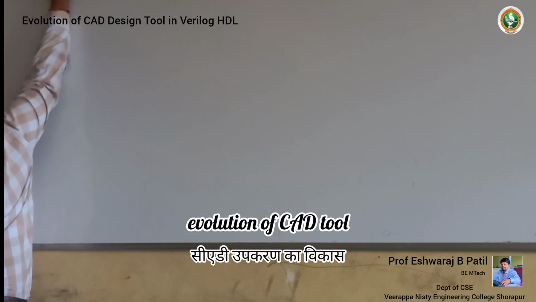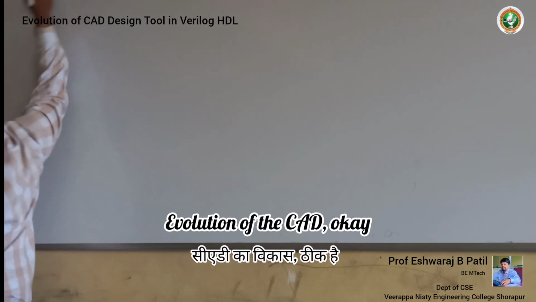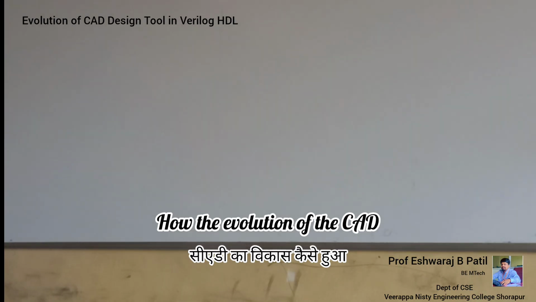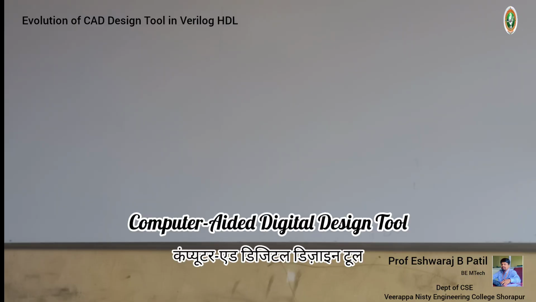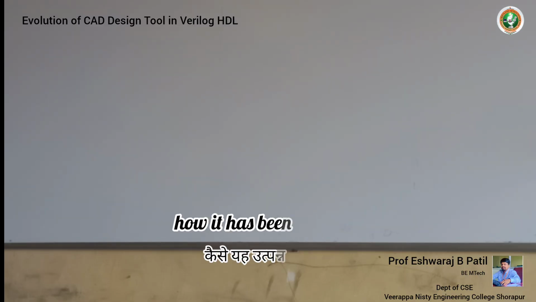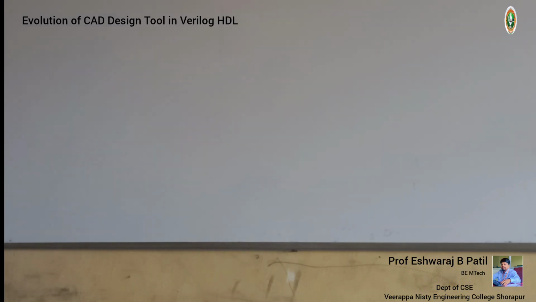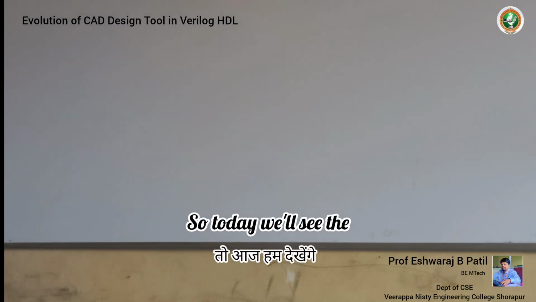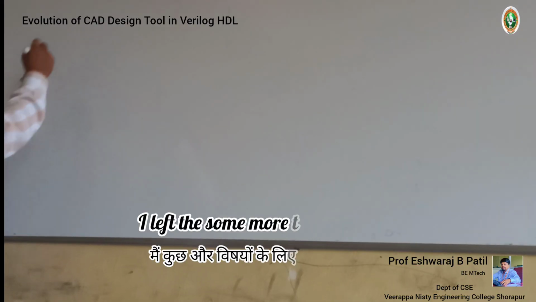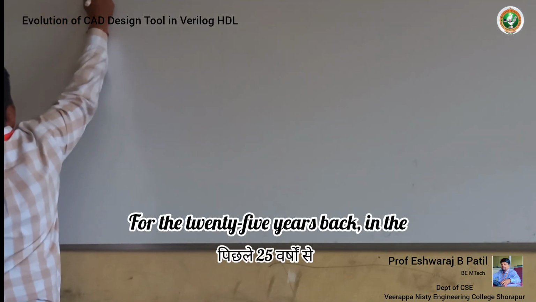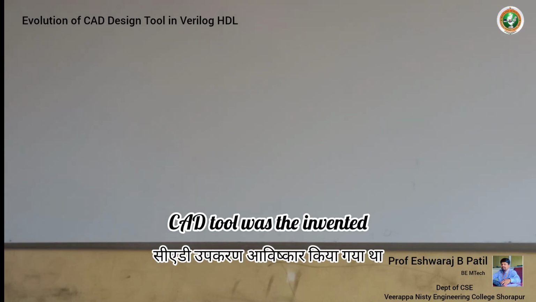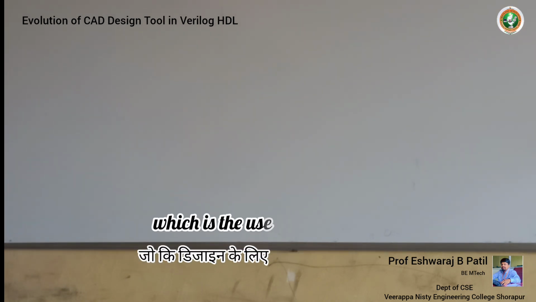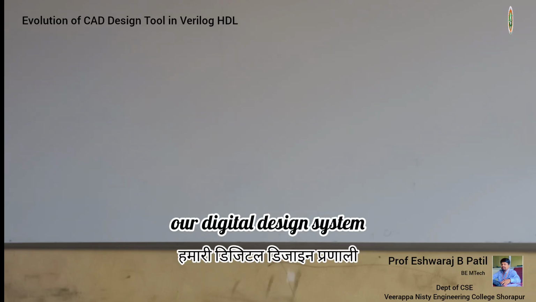The evolution of CAD tools. How did the evolution of CAD come into existence? CAD is nothing but computer aided design, a computer aided digital design tool. This is how the tool emerged. Today we'll see the same topic, because I was left with some more topics over that. Over 25 years back, this CAD tool was invented. This is the tool used to design our digital design systems.